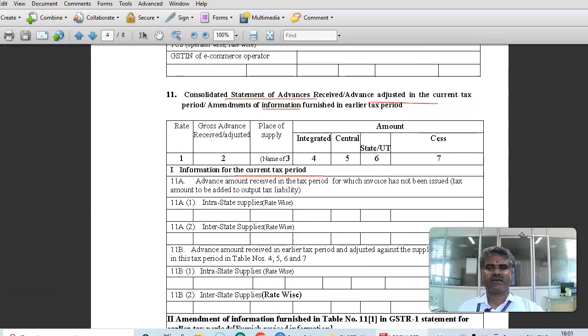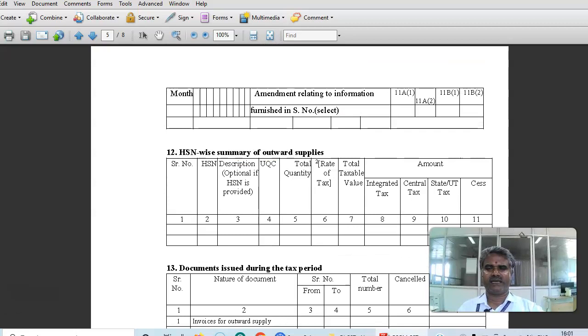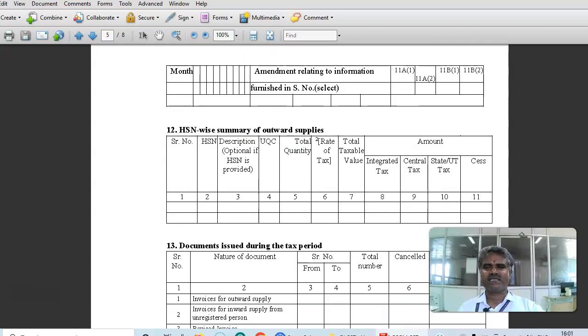Information for the current tax period. What is your intrastate supply, interstate supply, rate wise, everything you have to mention. HSN wise summary of outward supply. This also you have to give. HSN means Harmonized System of Nomenclature.